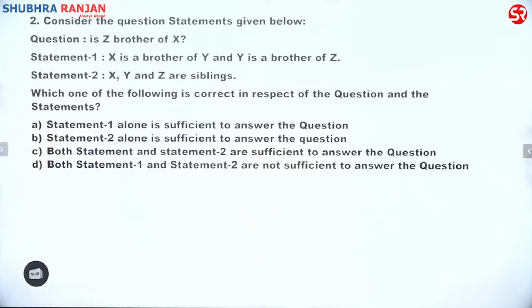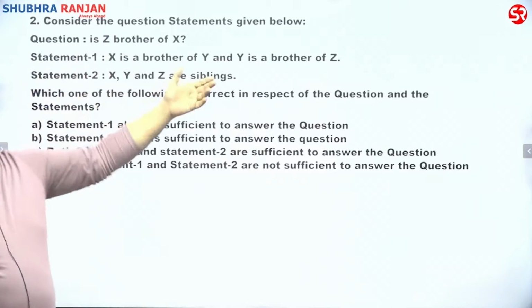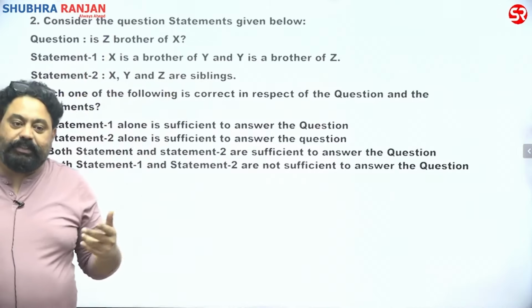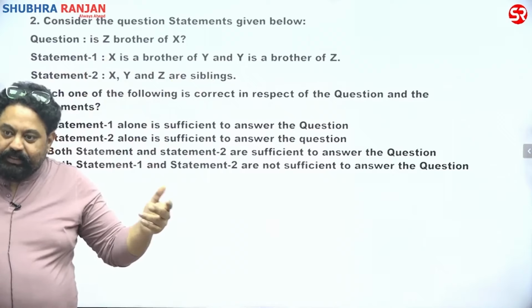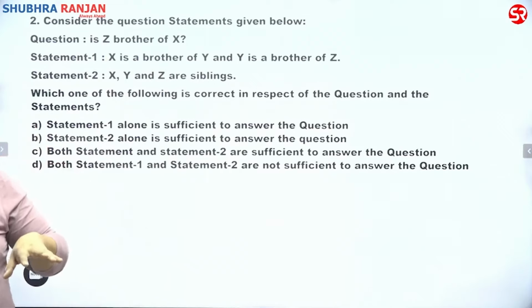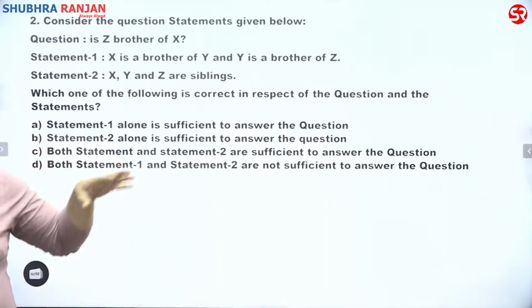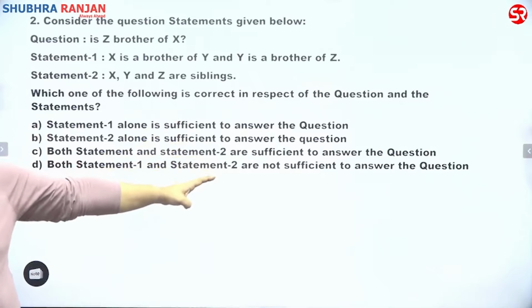X, Y, and Z are siblings. See, it's important. You cannot say this, right? Brother means, what do you mean by brother? It might be cousin or something, right? So I think sibling was important actually. What do you say? So combining also, you would have a problem, right?